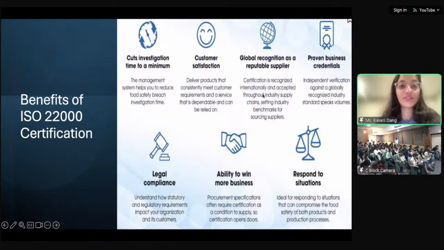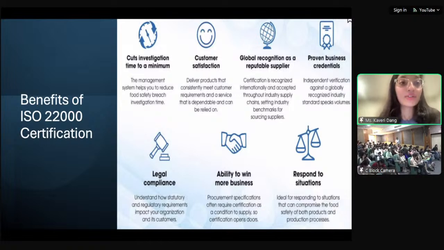22,000 certification. So if a food facility says that they are ISO certified, they have numerous benefits. First one is it cuts investigation time to a minimum. So the management system helps you to reduce food safety breach investigation time.